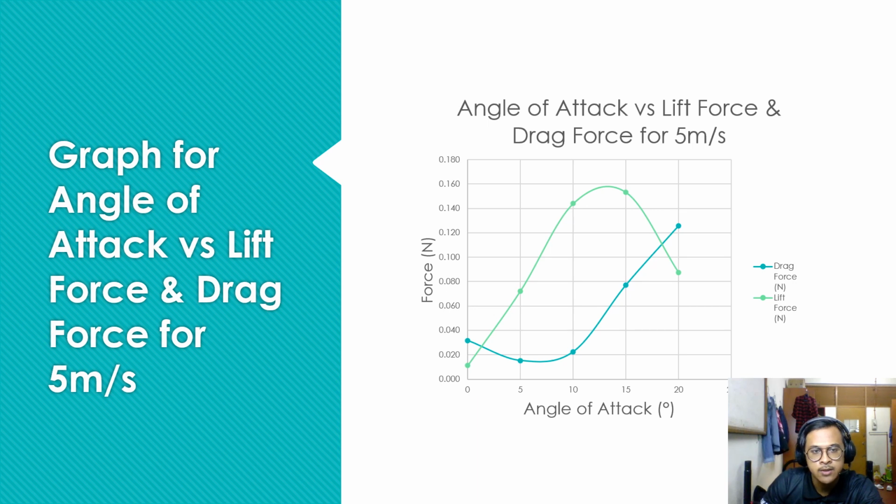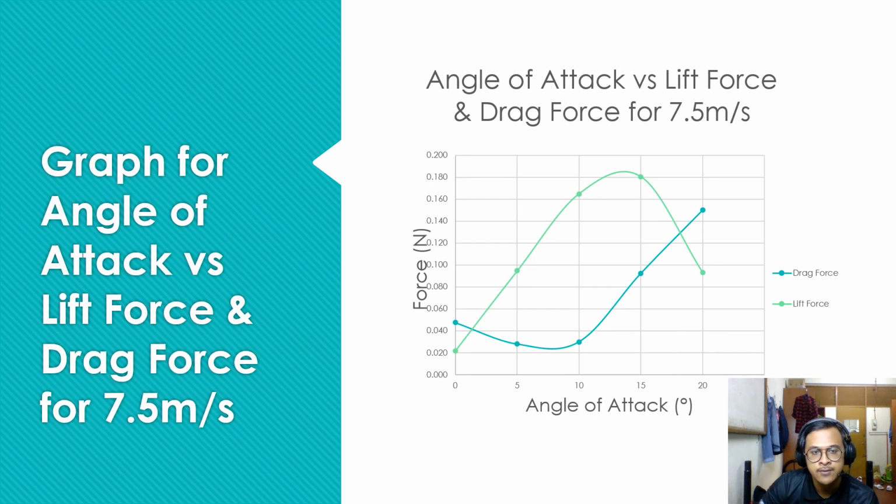So the graphs for angle of attack versus lift force and drag force are tabulated, and this one is for 5 meter per second. The lighter green represents the lift force, while the darker green represents the drag force. As we can see from the graph, the highest value for lift force is somewhere around 15 degree, as you can see in the table, while for the drag force, the highest value is somewhere around 20 degree angle.